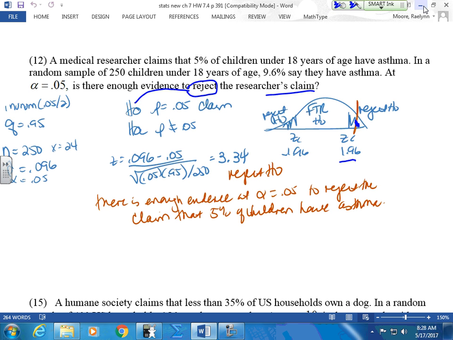So if I reject H0, I kind of have to go along with the not equal to, but I have to say there is enough evidence to reject the claim that 5% of children have asthma. Okay? It doesn't say whether I'm saying more or less, I'm just saying reject the claim. Okay.